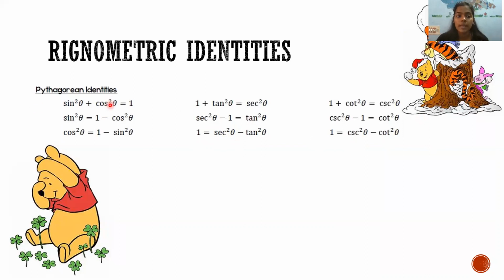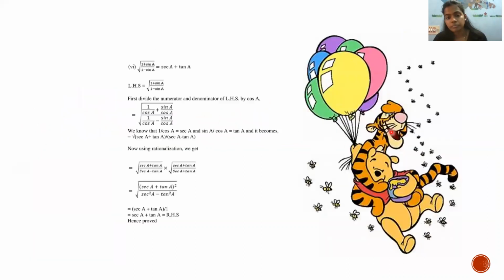So here you see only plus deals with sine square and cos square theta. Other than that, secant and tan are together, cosecant and cot are together. The CCs are together and ST are together. Sine and cos, they will always be together. Cosecant and cot is together, secant and tan is together, and you get a minus in between. Clear, children?